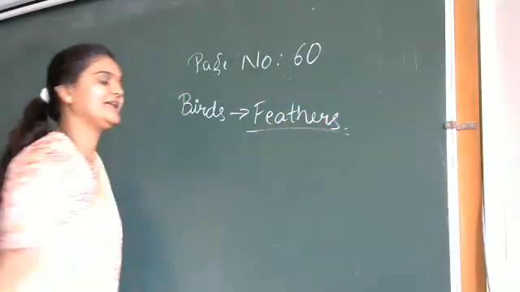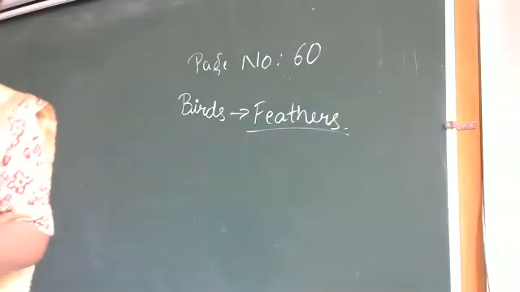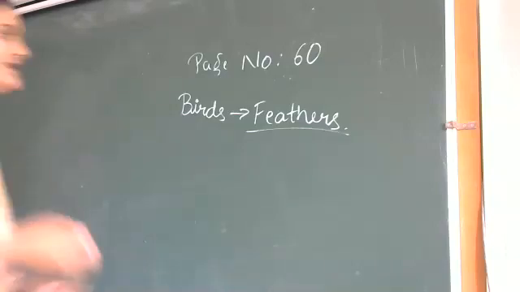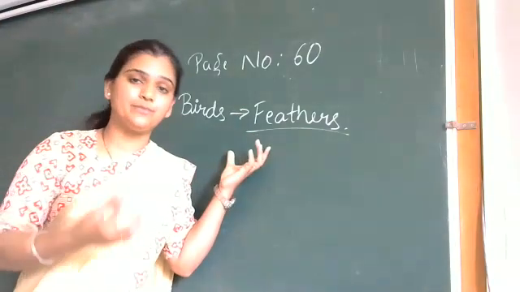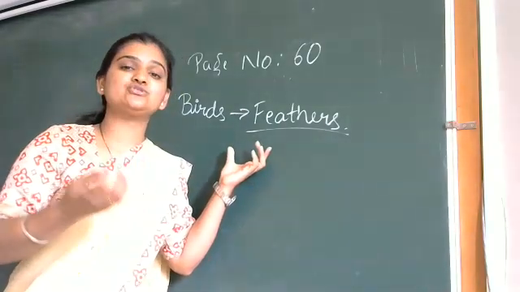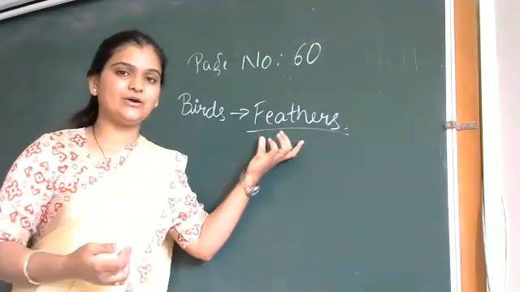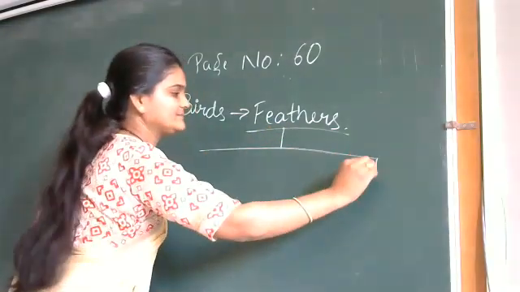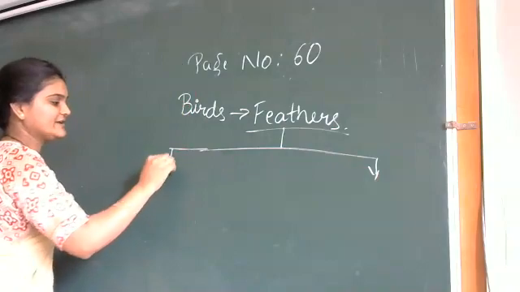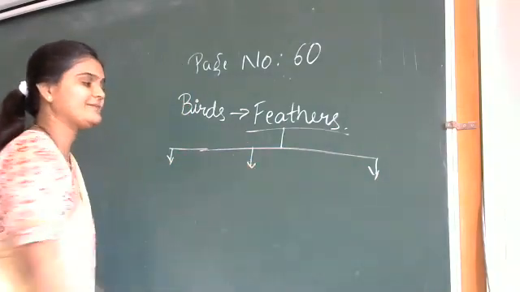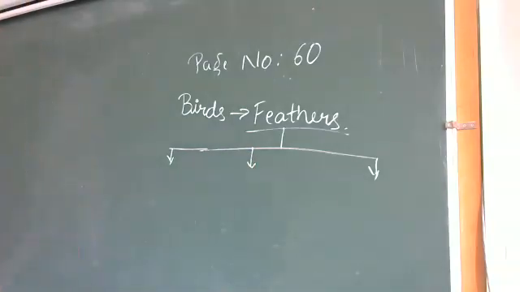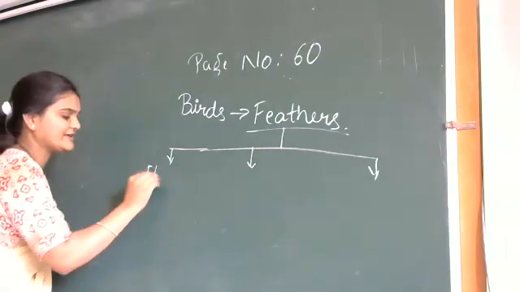And here, feathers, and down feathers. As soon as we hear the word bird, the very first thing that comes to our mind is feathers. So what are the three types of feathers? In feathers, we have three types of feathers. Can you tell me the first one? Flying feathers. Yes, the first one is flying feathers.